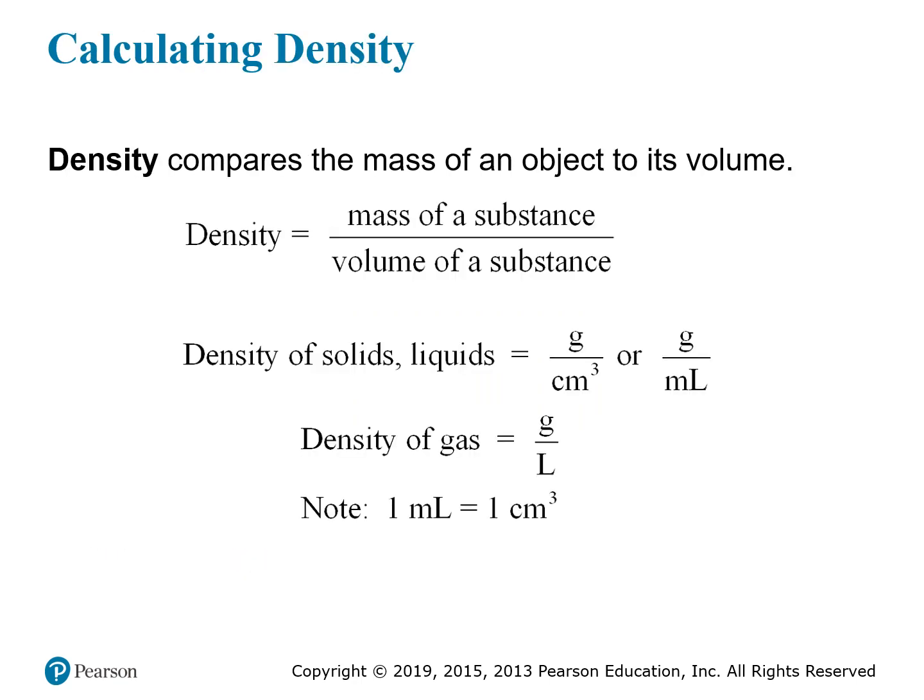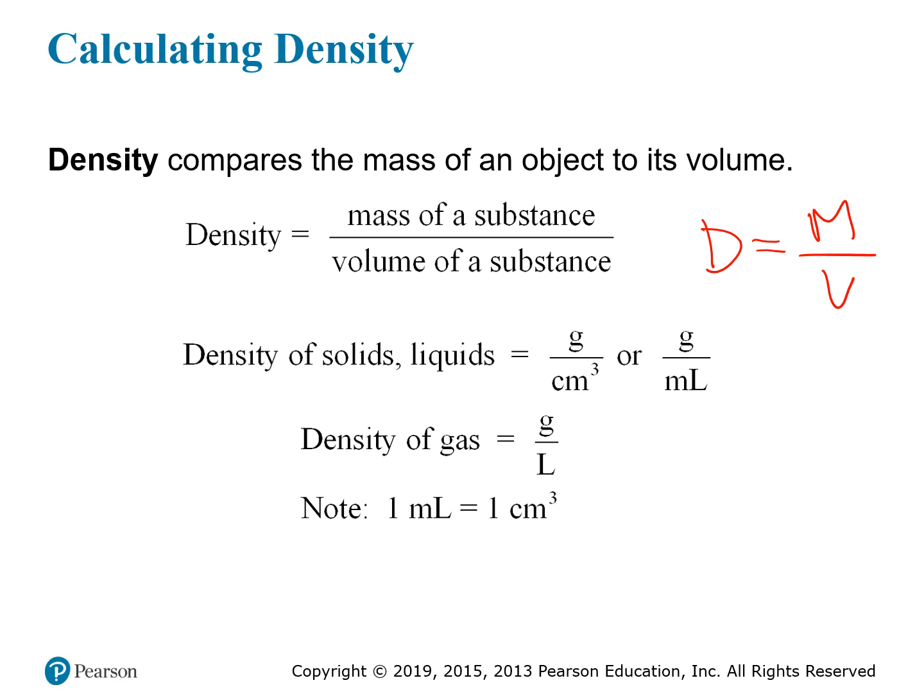So density compares the mass of an object to its volume. It's really the ratio of the mass to the volume. So a certain mass of a pure substance will occupy a certain volume. This is what the equation looks like in words. A lot of times you'll see it written out as density D equals mass M divided by volume V.